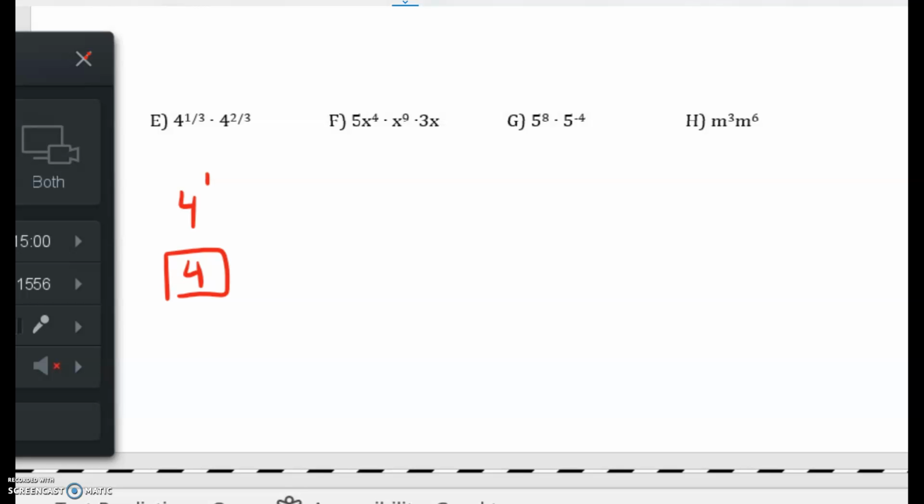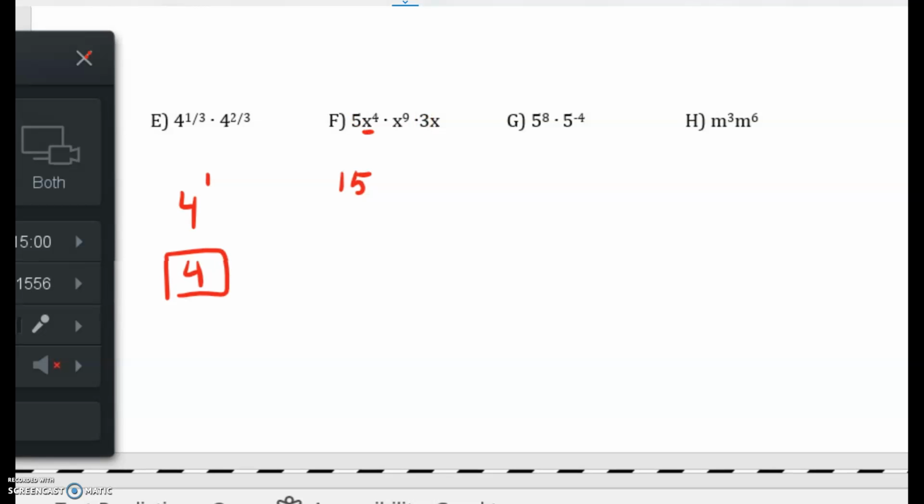Letter F. Let's take a look at the coefficients first. So we have a 5, a 1, and a 3. Remember, the operation is multiplication. 5 times 3 is 15. So we've looked at the coefficients.